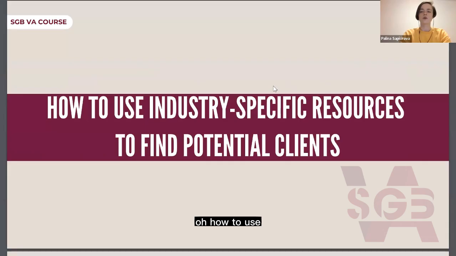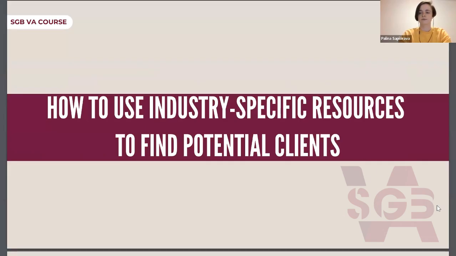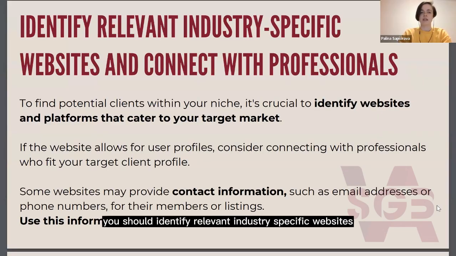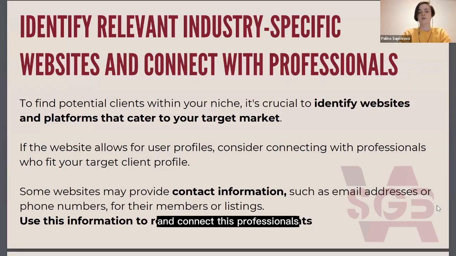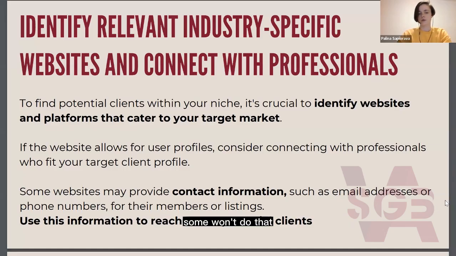So, how to use industry-specific resources to find potential clients? First of all, you should identify relevant industry-specific websites and connect with professionals. It is really crucial to identify platforms that are really specific for your target market. If the website allows for user profiles, actually consider connecting with professionals who fit your target client profile. Again, some websites may provide contact information, some won't do that.